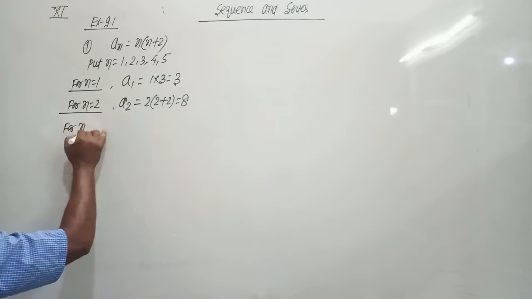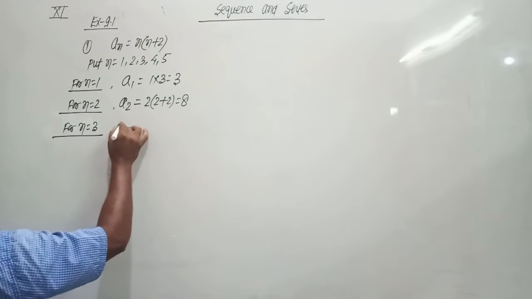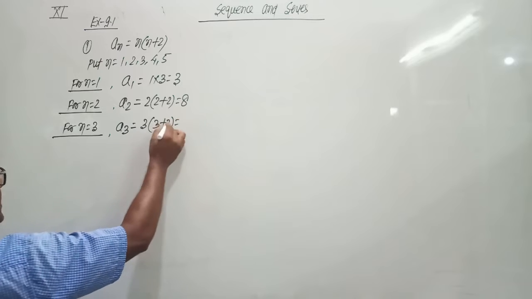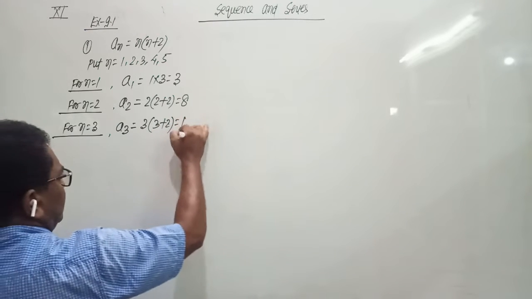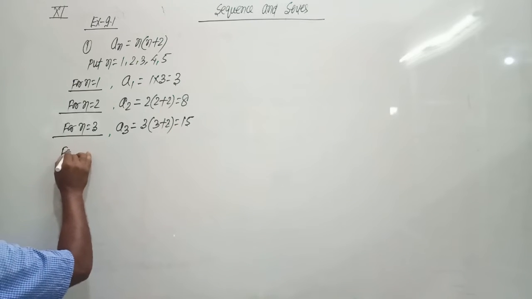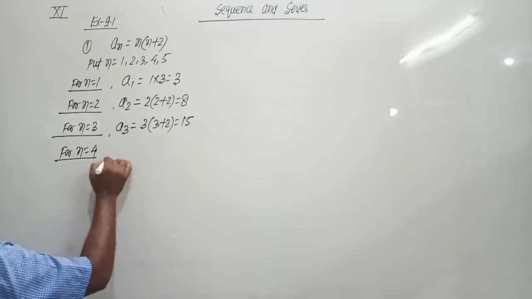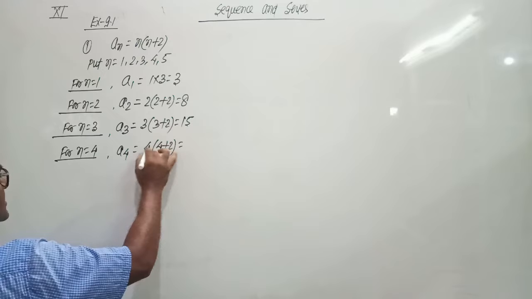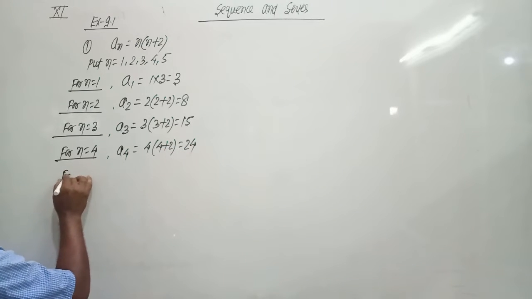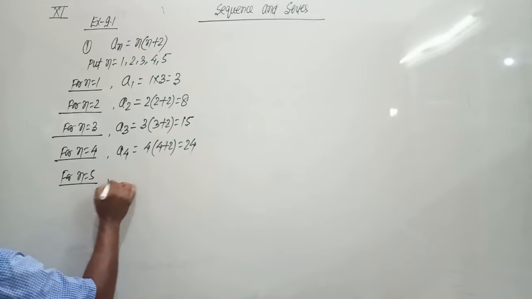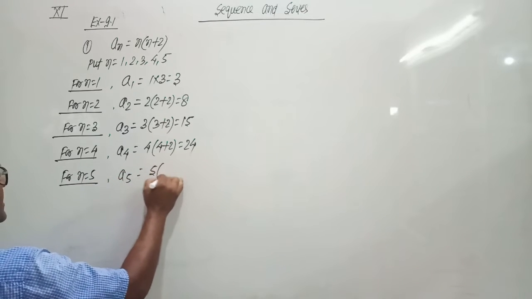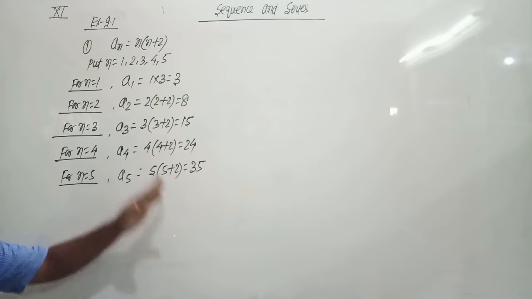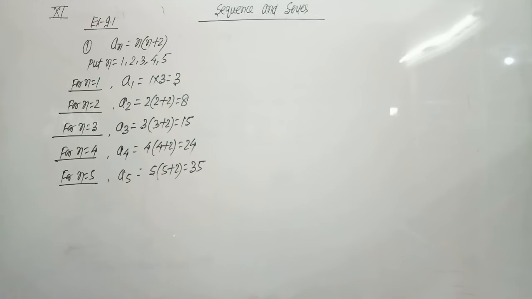For n equals 3, we get the third term of the sequence: 3 into 3 plus 2, that is 3 into 5, 15. And for n equals 4, A4 equals 4 into 4 plus 2, that is 4 into 6, 24. And for n equals 5, A5 equals 5 into 5 plus 2, that is 5 into 7, 35. So these are the 5 terms of the given sequence.